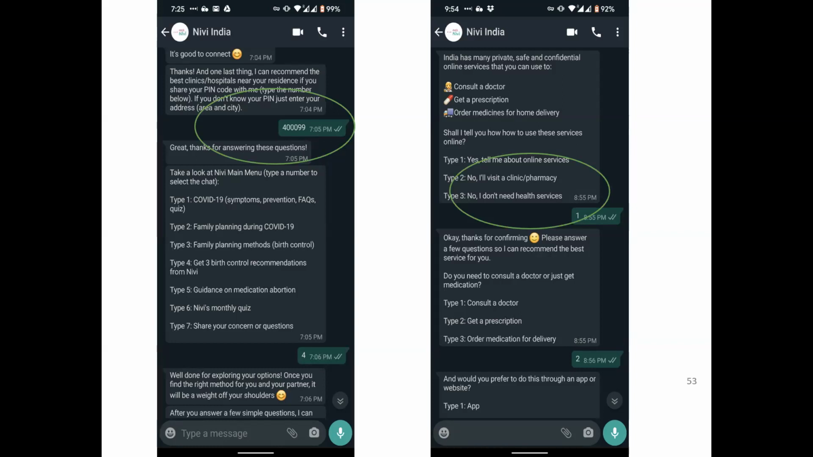Now, we were also asking on the right about solutions. Are you curious about or interested in consulting a doctor, finding a prescription, or perhaps ordering medicines for home delivery? And so we began to offer users not only an opportunity to explain what their experience under the COVID lockdown was like, but also some of the solutions to problems they may be experiencing in accessing family planning. Next slide, please.